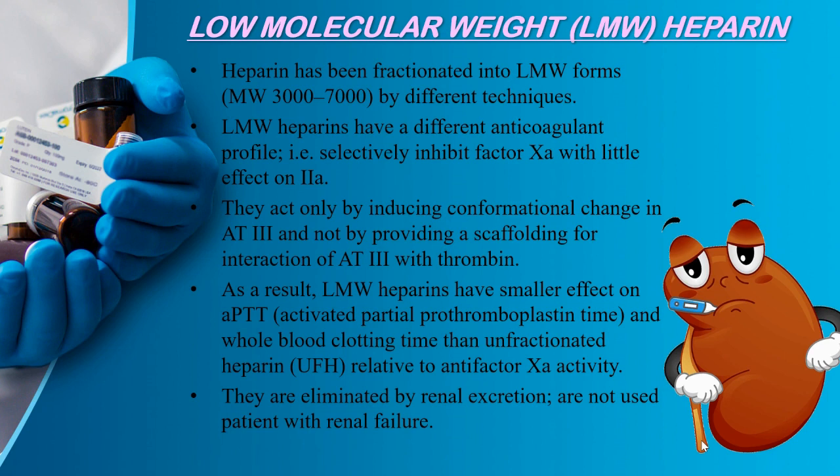LMW heparin has a different anticoagulant profile, that is, it selectively inhibits factor 10A with little effect on 2A, that is thrombin. They act only by inducing a conformational change in AT3 and not by providing a scaffold for interaction of AT3 with thrombin. As a result, low molecular weight heparin has a smaller effect on APTT, which is activated partial thromboplastin time, and whole blood clotting time than unfractionated heparin, relative to anti-factor 10A activity. They are eliminated by renal excretion and are not used in patients with renal failure.